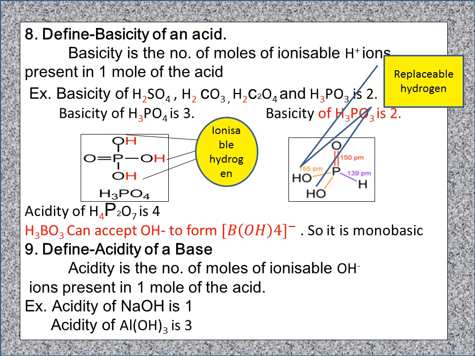In the case of a base, if you want to find the equivalent mass of a base, as I told you, equivalent mass can be calculated using the formula molecular mass by equivalence factor. That equivalence factor for a base is nothing but the acidity of the base. Acidity of the base is nothing but the number of ionizable hydroxyl ions present in 1 mole of base. So, for sodium hydroxide, NaOH, there is only 1 OH which can be replaced. So, the acidity of sodium hydroxide is 1. If you go for aluminum hydroxide, there are 3 replaceable or ionizable hydroxyl ions. So, the acidity of aluminum hydroxide is 3.